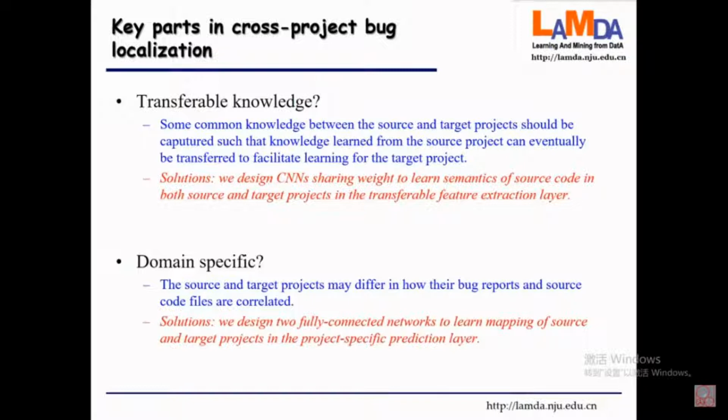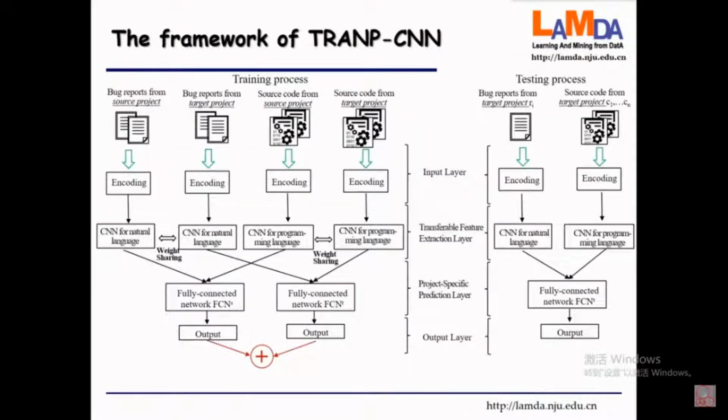We design two fully connected networks to learn mapping of source and target projects in the project-specific prediction layer. This is a general framework of our model, CHOMP-CN. The model contains four main parts: input layer, transferable feature extraction layer, project-specific prediction layer, and output layer. The training process and testing process are different. Bug reports and source code from source and target projects are used for training, but only target project bug reports and source code are used for testing.